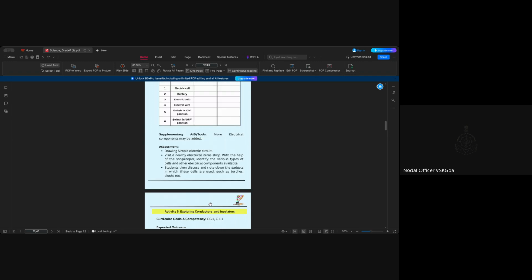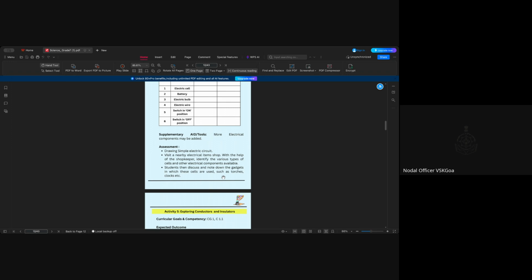Assessment will be when you observe how the students are drawing a simple electrical circuit. You can take it one step ahead. If you want, you can have a visit to a nearby electrical item shop. That can also be given to them as a task at home. Or if a nearby electrical item shop is there, you can take them, so that you are making them more curious about these electrical components.